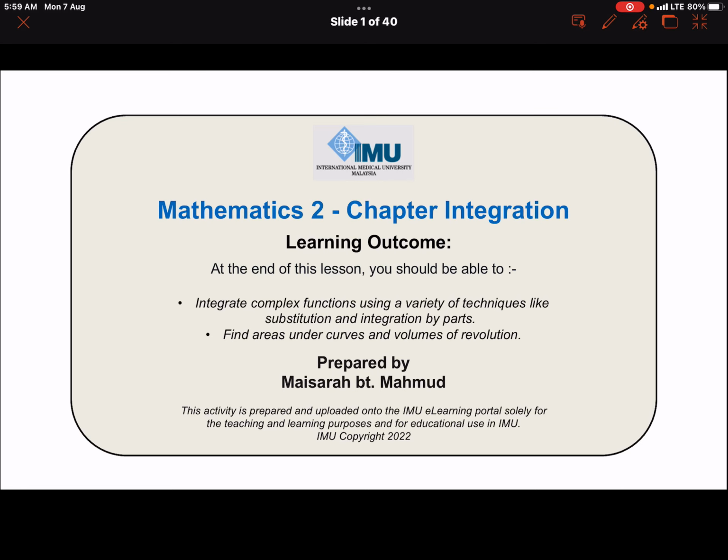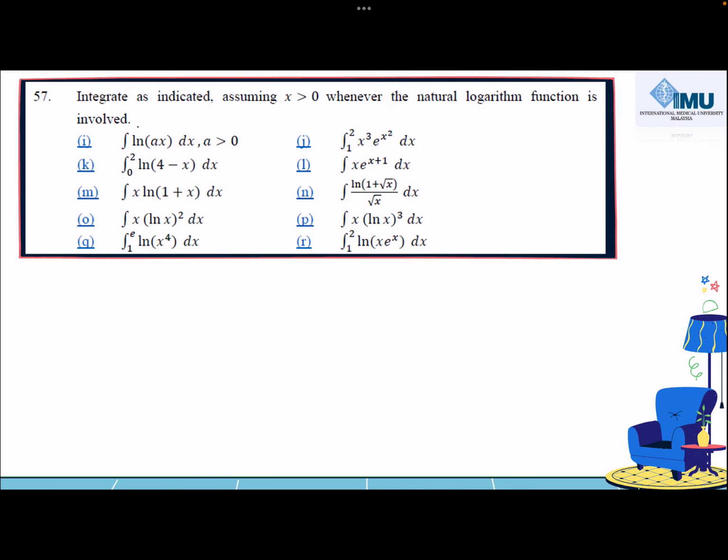Mathematics 2 Chapter Integration. Tutorial question 57I. Integrate ln ax with respect to x. Now, before you integrate, let's try to expand the ln ax by using the rule of logarithm. Yes, you can expand it as ln a plus ln x.